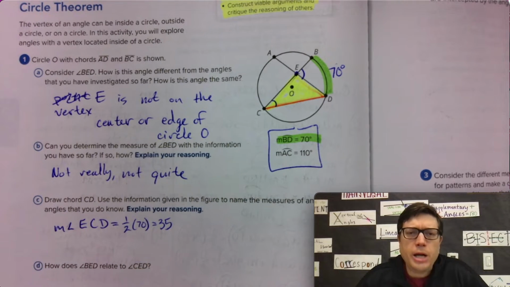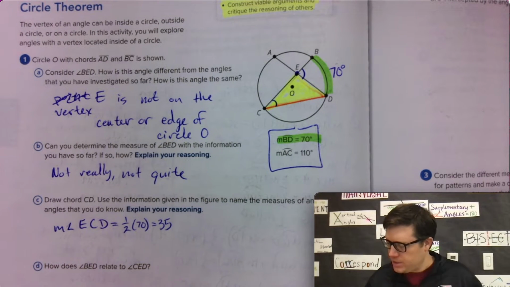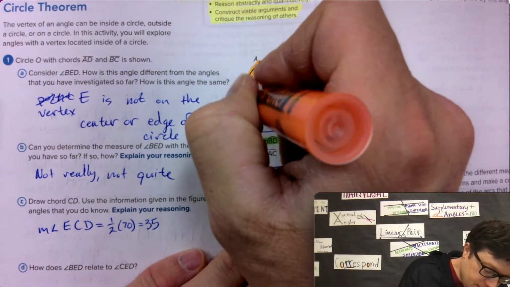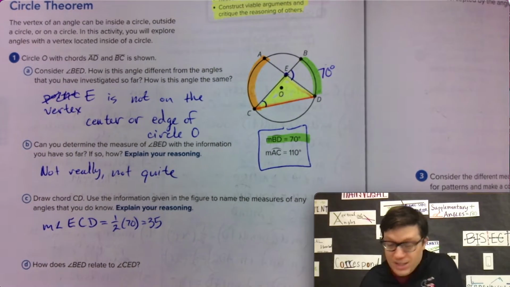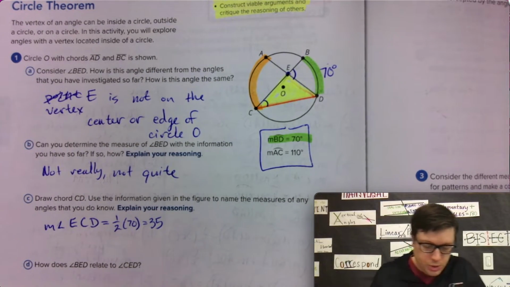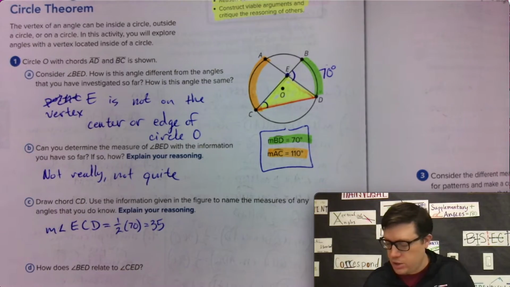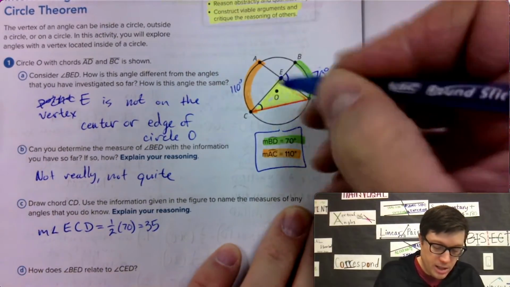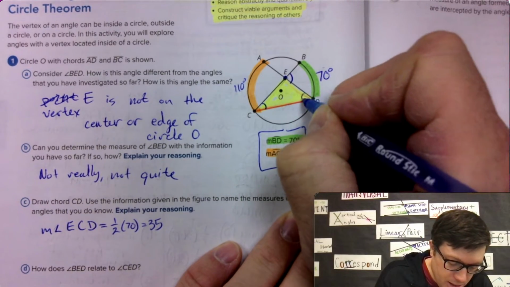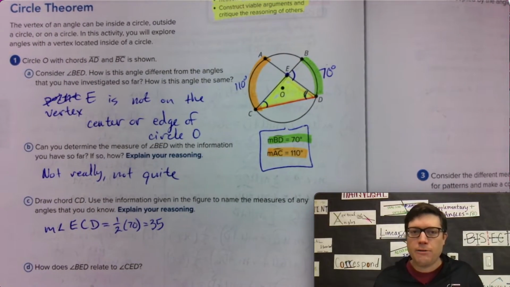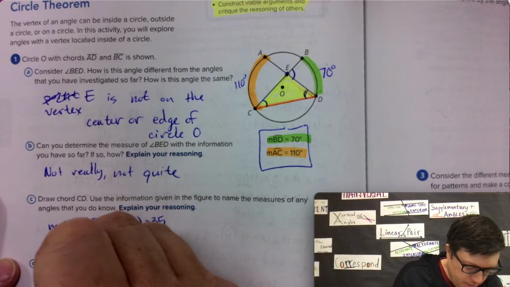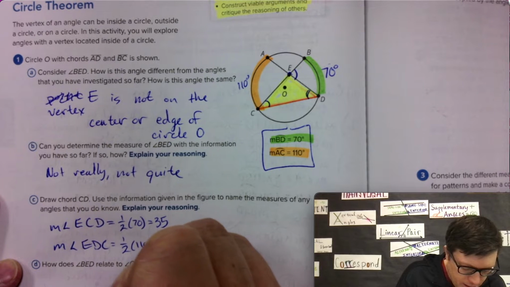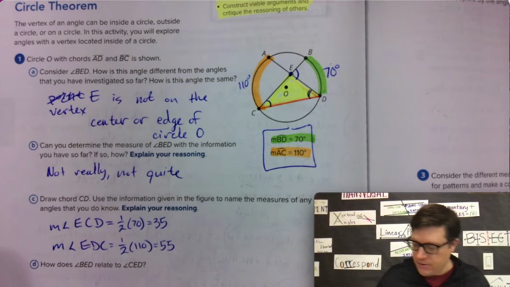There it is. Now, for the same reasons, maybe a different highlight color is necessary. AC right here, AC is 110 because that's what's told to us in the given information. So if we know that AC is actually an arc with 110 degrees, then EDC, this one, is going to be half of 110. So I can say the measure of angle EDC is half of 110, which is 55.